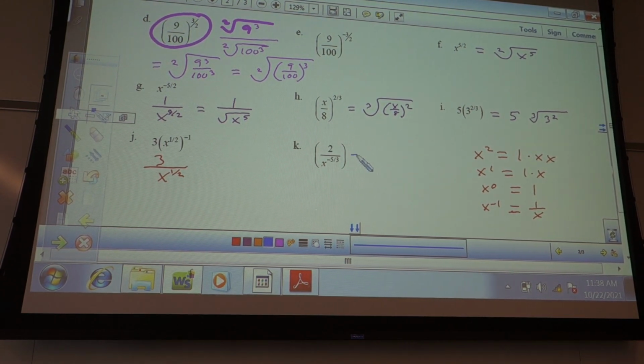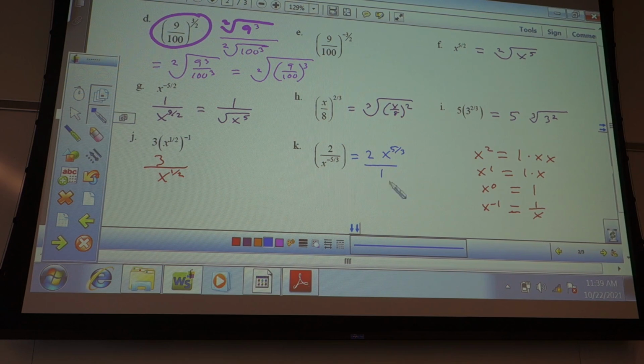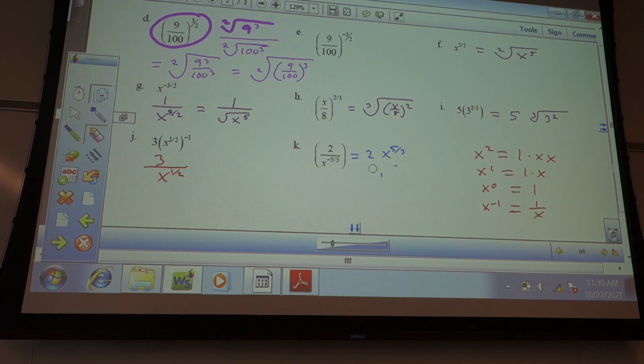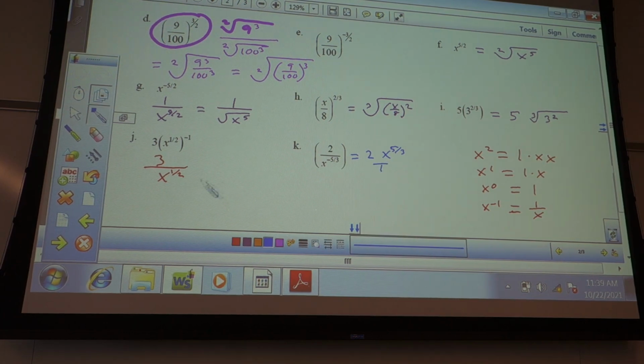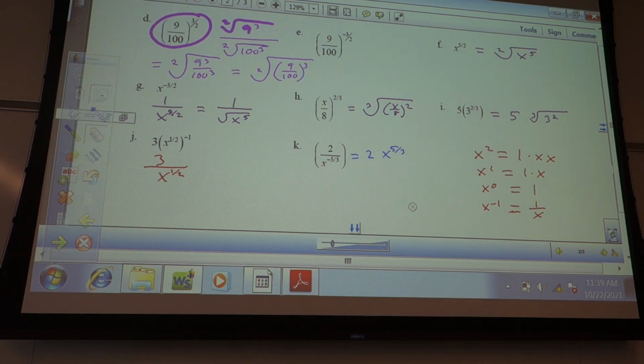Move to the top. Okay, so it should be 2 times x to the 5/3 on top. You can put it over 1 if you want, but once you have it over 1, you can just ignore the over 1 part. Does that make sense for folks? You can have it over 1, but that's really the same thing as 2x to the 5/3.